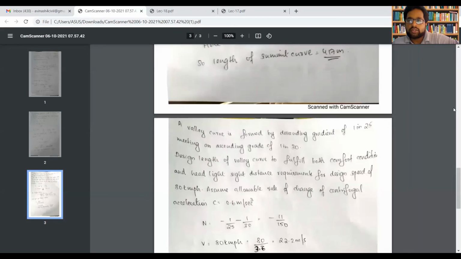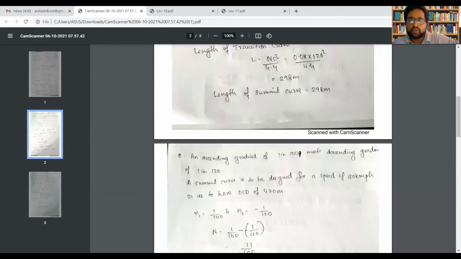Okay, so we have solved 3 problems. 2 problems were for the design of summit curves and 1 problem is for the design of valley curve. In the case of the design of valley curve, you should solve it for both criteria, that is, for the comfort criteria as well as the sight distance criteria. Okay, so I think it is clear.